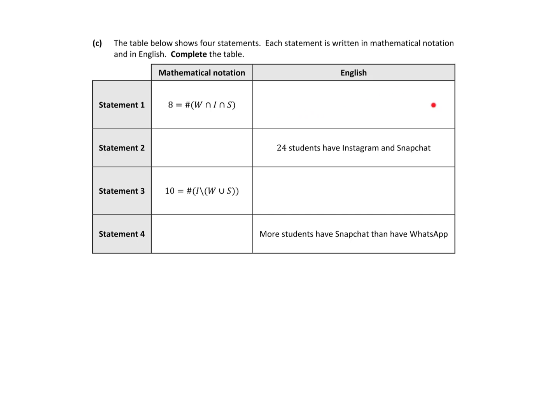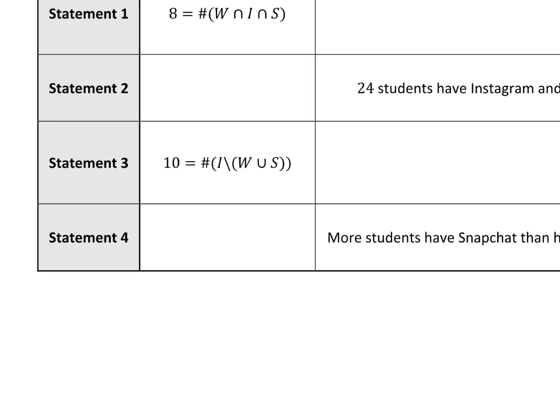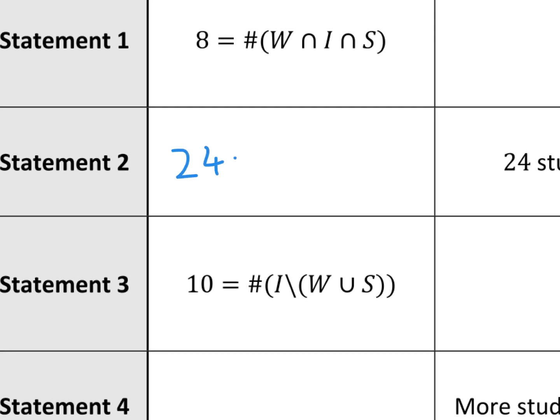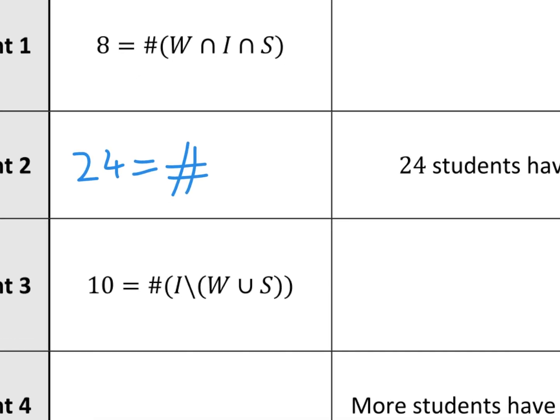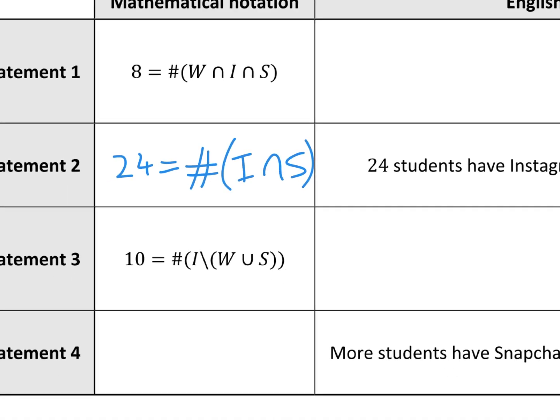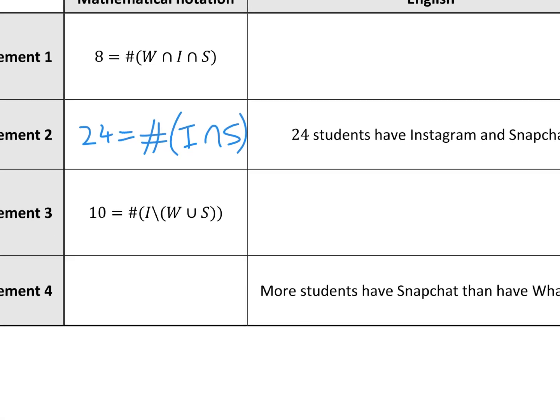8 students have all three apps, or they have Instagram and Snapchat and WhatsApp, whatever way you want to phrase it. 24 students have Instagram and Snapchat. How I would phrase that is I would say, kind of like above, 24 is equal to the cardinal number of, and then Instagram and Snapchat, that's going to be the intersection between Instagram and Snapchat. All right, so that 24 is the amount of people who have both of those apps.